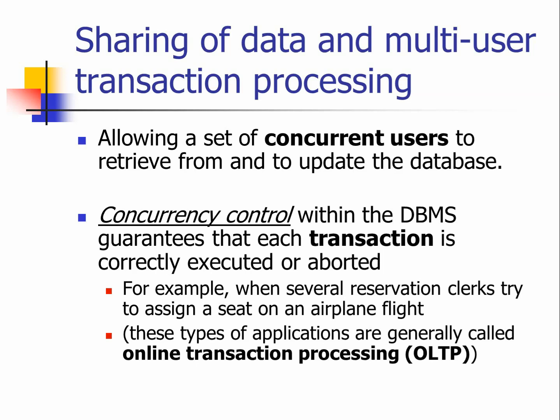So this is an important thing that what we call online transaction processing, OLTP. That's the main characteristic of the database, which offers the concurrency control. And if we don't use the terminology like that, it's basically sharing data and multiple user transaction processing.